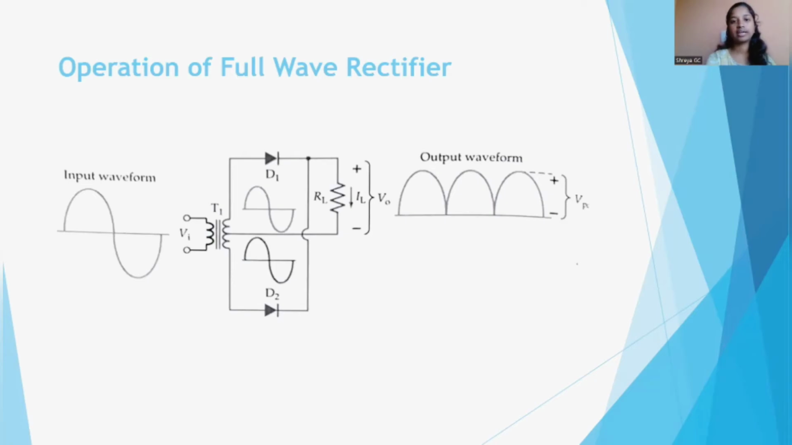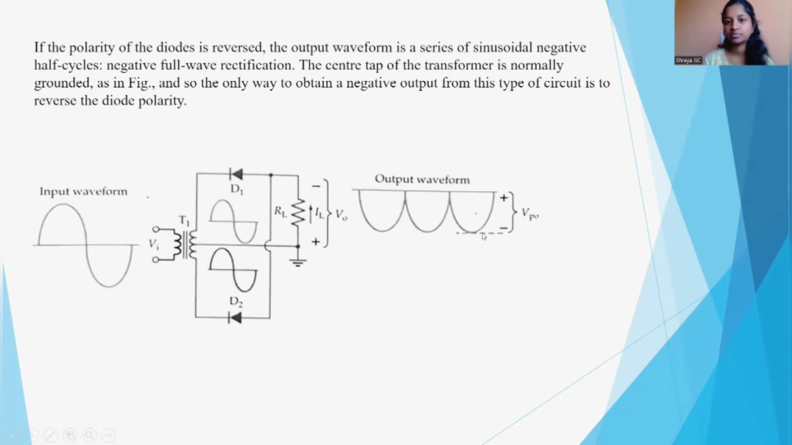Now this is a diagram of full wave rectification. This is the input waveform, this is the full wave rectifier and this is the output. Diodes D1 and D2 are present and here transformer T1 is present. IL, the load current, is present. It flows from positive to negative. And this is the output waveform of full wave rectification.